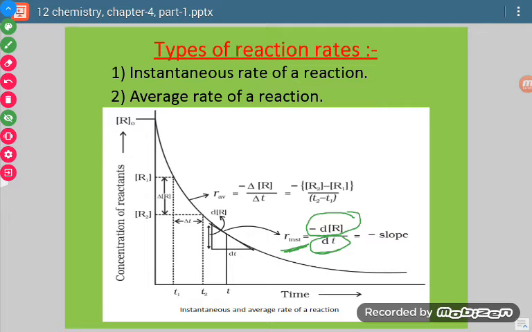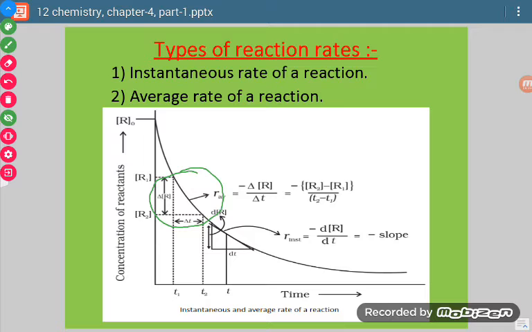So in general, what we can say is that the instantaneous rate of a reaction can be determined by calculating the slope at a particular instant. Just like in this case we calculated the slope at this particular instant of time, so that value will give us the instantaneous rate of reaction value. Now for average rate, let us put our attention here.